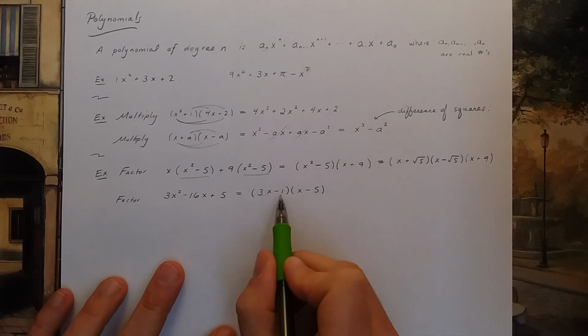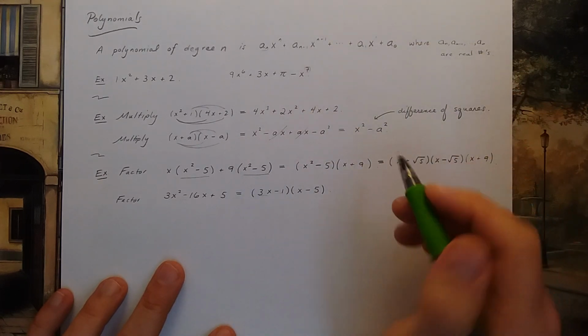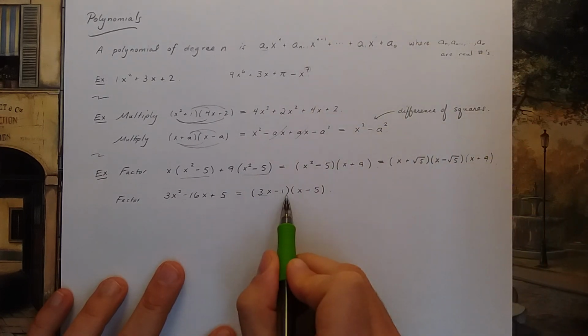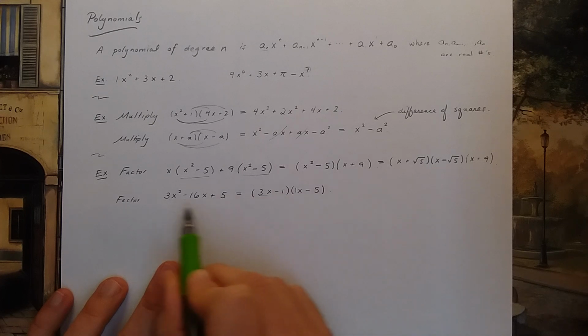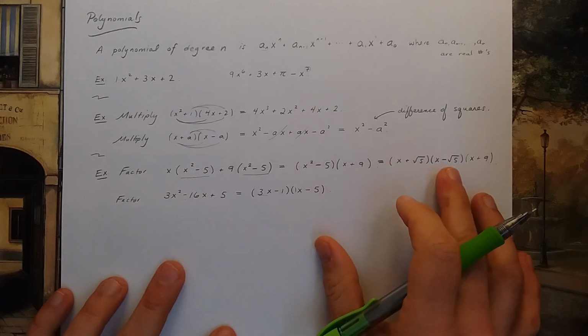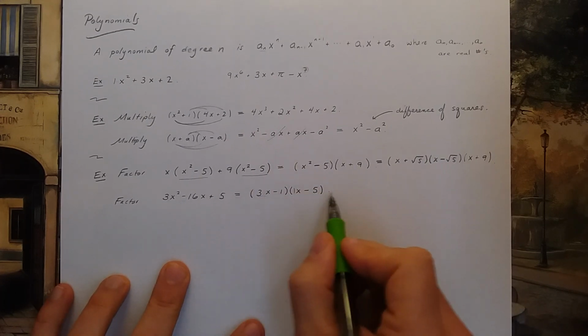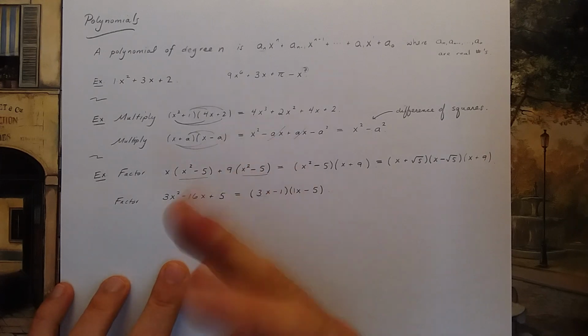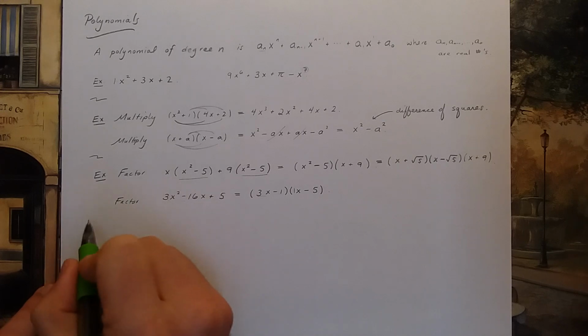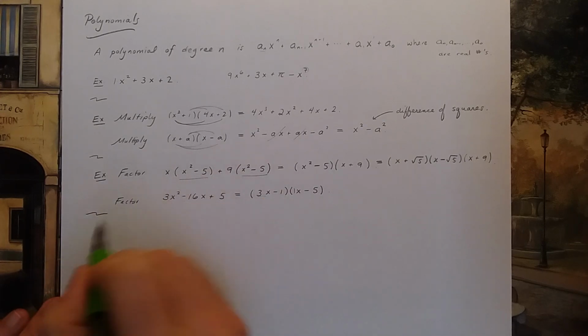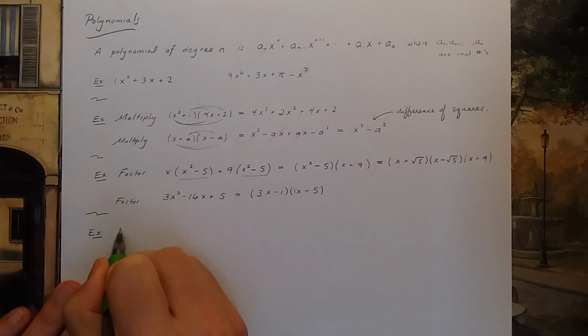The way I got it was essentially just guessing and checking which combinations of 3, negative 1, 5, and 1 combine to give me this polynomial. You can also get this factorization using the quadratic equation, which we're going to discuss in a future video. Okay, let's finish with one example of simplifying. So let's simplify the following expression.